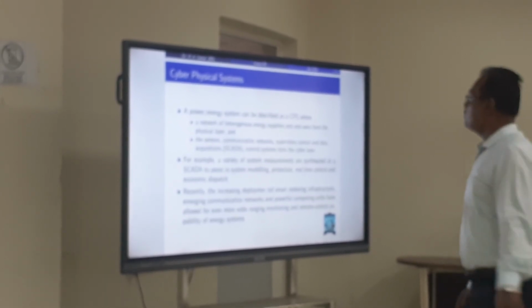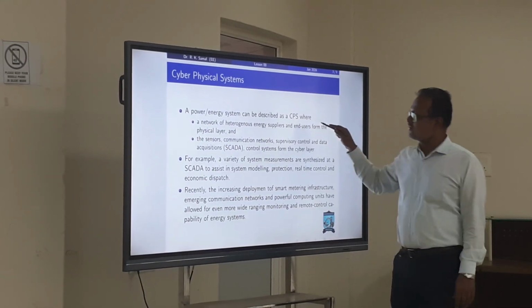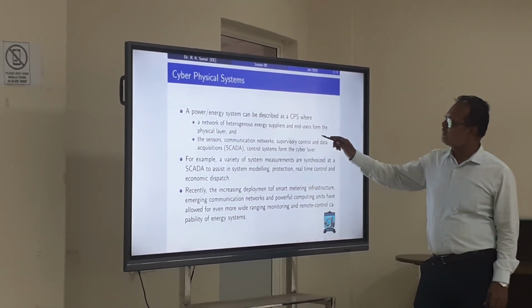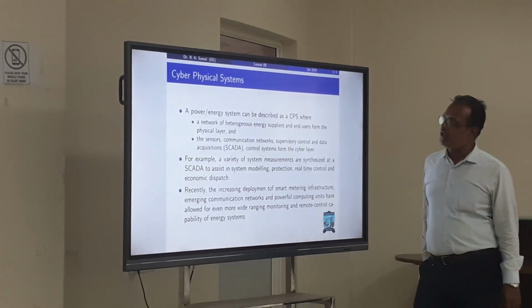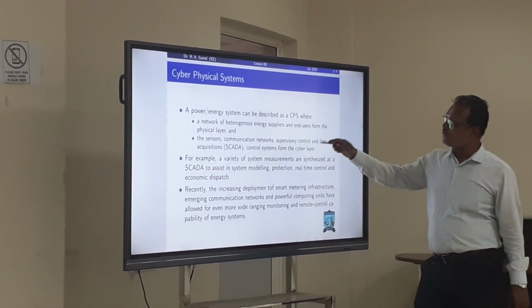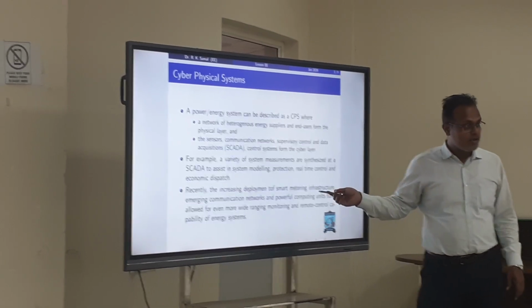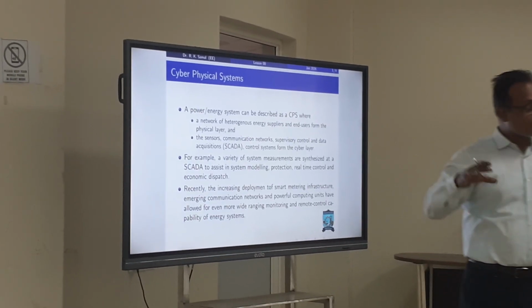The power and energy system can be described as a cyber physical system where a network of heterogeneous energy suppliers and end users form the physical layer, and the sensors, communication networks, and supervisory control and data acquisition systems form the cyber layer. We have the hardware, the transmission lines.